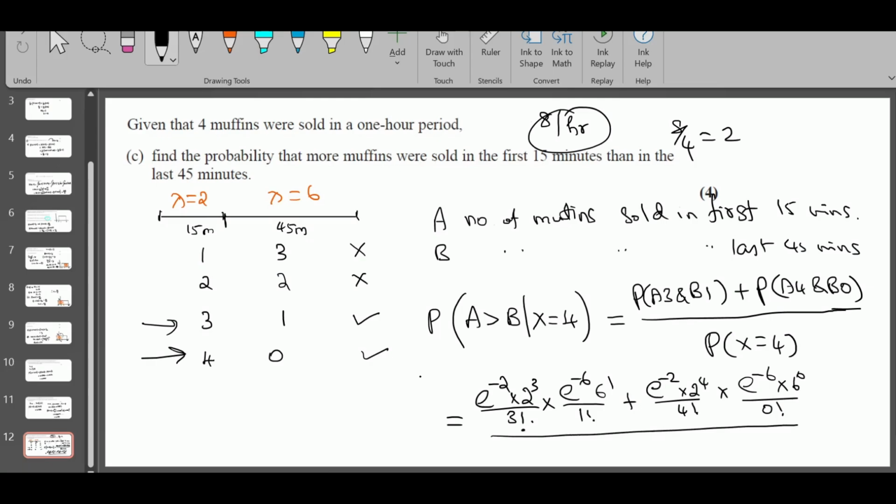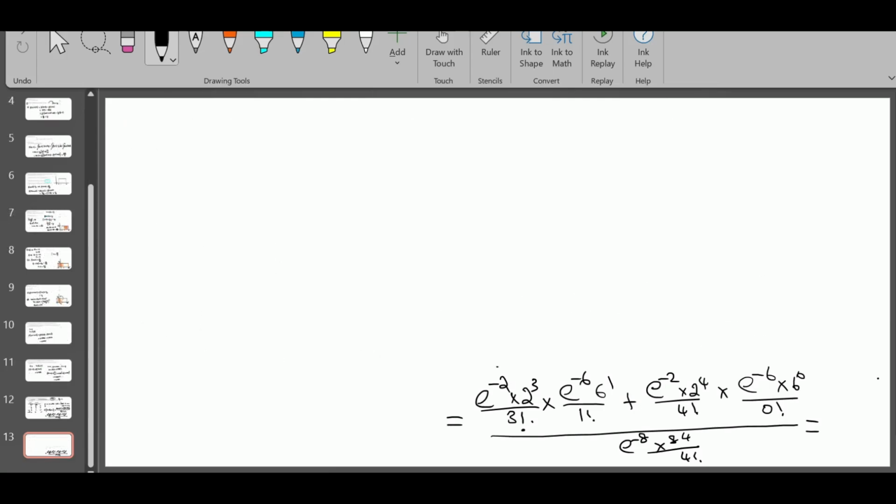Here you need to use lambda equal to 8 actually, because they sold 4 muffins in a 1 hour period. For a 1 hour period, lambda is 8. So e power minus 8, 8 power 4 over 4 factorial. We can calculate this. That's one method. So you can take e power minus 8 as a common factor and cancel. If you combine these two, it's e power minus 8, right? Take it out and cancel with the denominator.